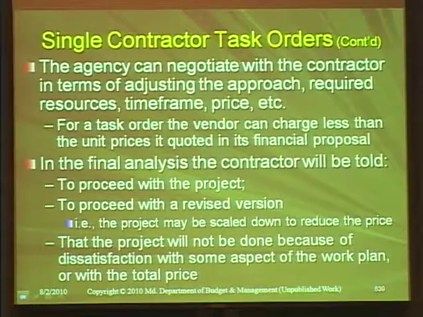Agencies can negotiate with the contractor in terms of adjusting the approach, required resources, time frames, price, etc. For a task order, the vendor can charge less than the unit prices it quoted in the financial. In the final analysis, the contractor will be told to proceed or not proceed, or proceed on a revised basis. In other words, the project may be scaled down to reduce the price, or the project will not be done because of dissatisfaction.